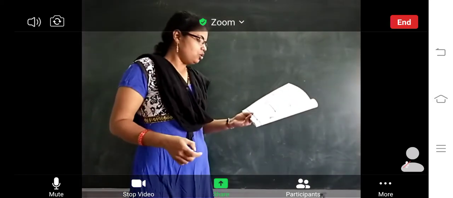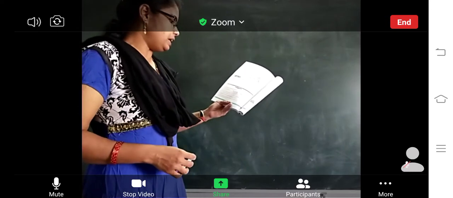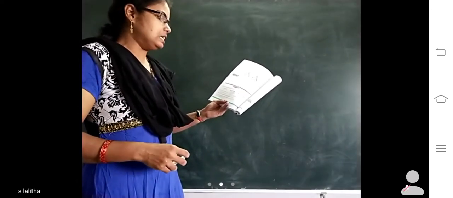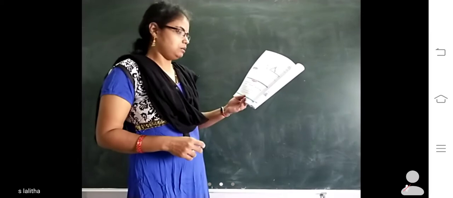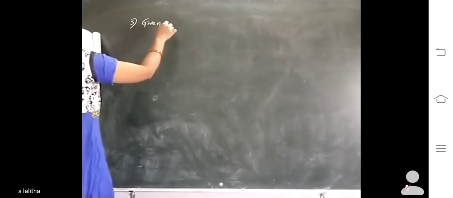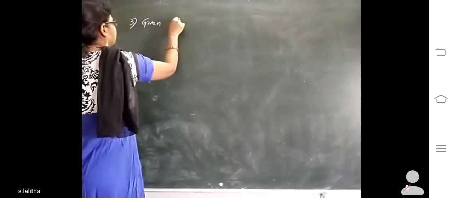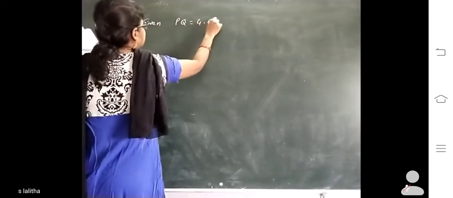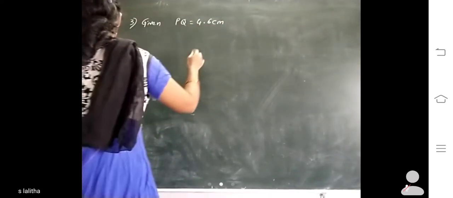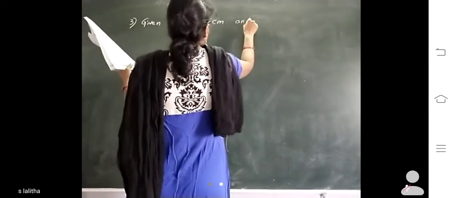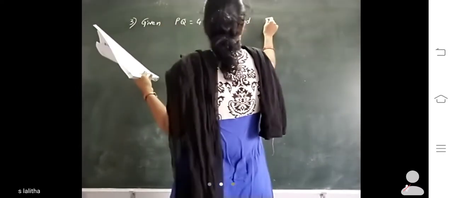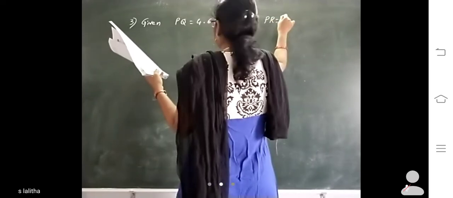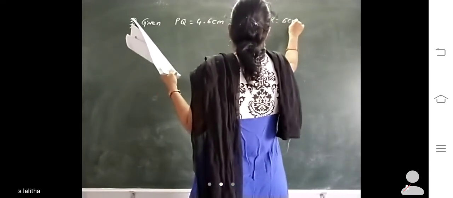Draw PQ equal to 4.6 centimeters and extend it up to R such that PR is equal to 6 centimeters. So, what is given here? PQ equal to how much? 4.6 centimeters. And you can extend this line so that PR is equal to 6 centimeters.